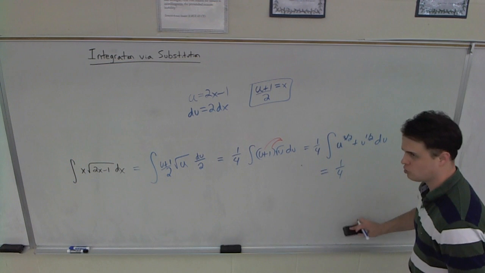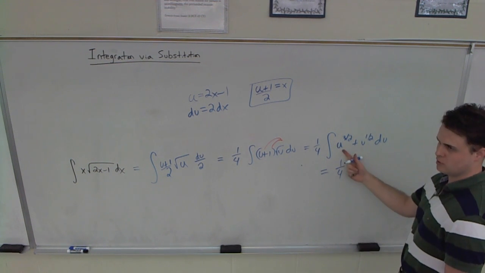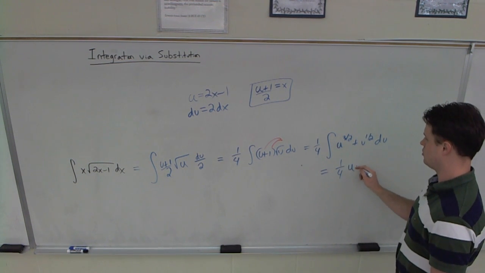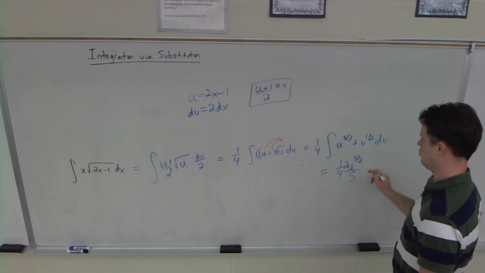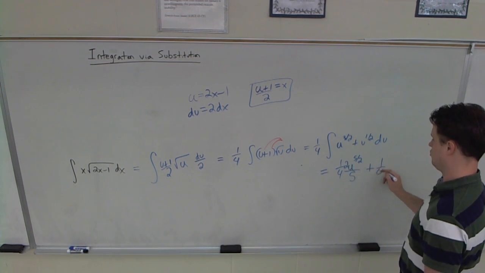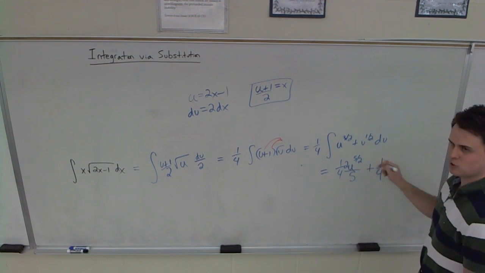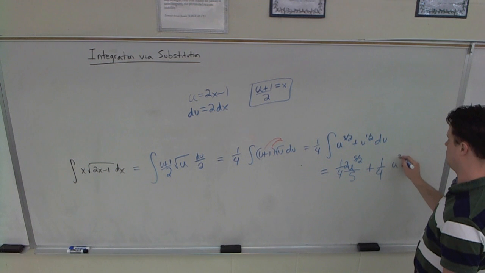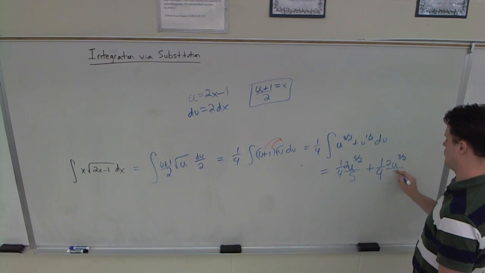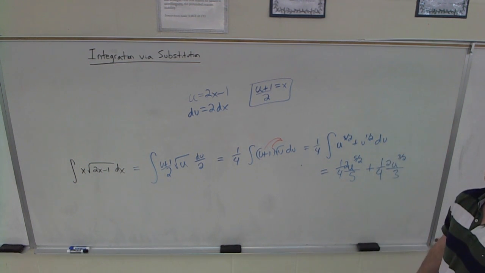So I don't need my integral anymore. The antiderivative here is 2/5 u to the 5/2. Wait, no, just kidding. You can either put parentheses or distribute. I distributed: 2/3 u to the 3/2 plus c. We okay?